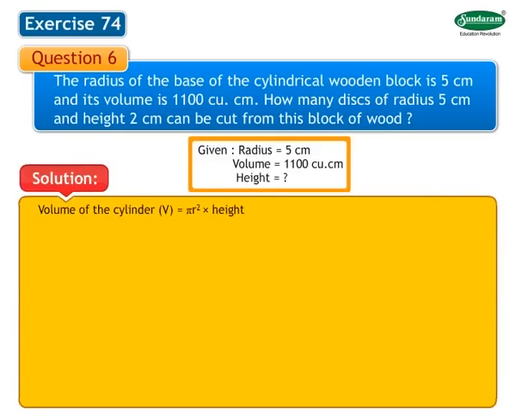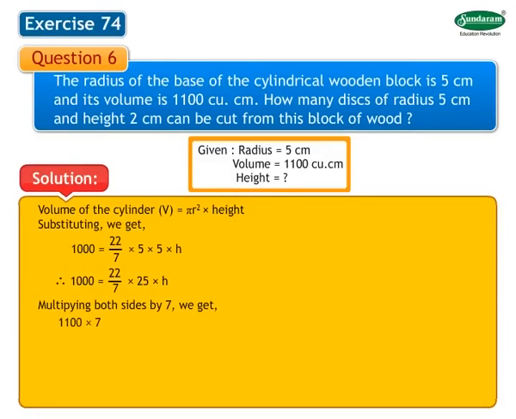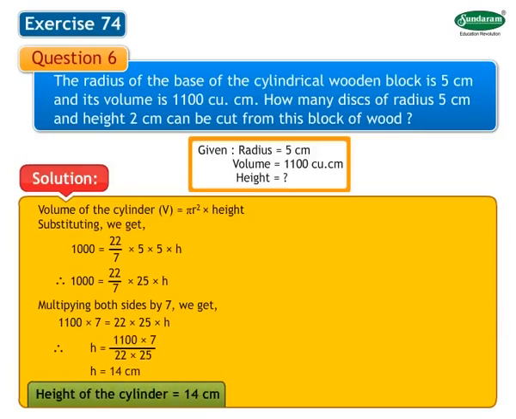You have to find the height of the cylinder. As per the formula, the volume of the cylinder is pi r square into height. Substituting, we get 1,100 is equal to 22 upon 7 into 5 into 5 into h. Therefore, 1,100 is equal to 22 upon 7 into 25 into h. Multiplying both sides by 7, we get 1,100 into 7 is equal to 22 into 25 into h. Therefore, keeping h on one side, we get h is equal to 1,100 into 7 upon 22 into 25. Solving, we get height is equal to 14 centimeter. Height of the cylinder is equal to 14 centimeter.